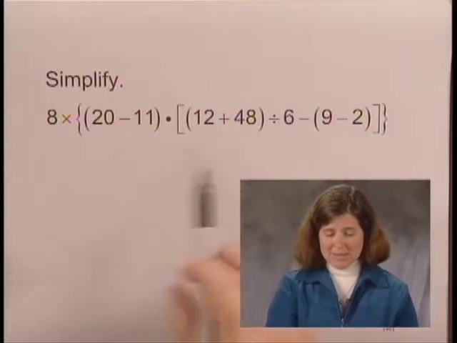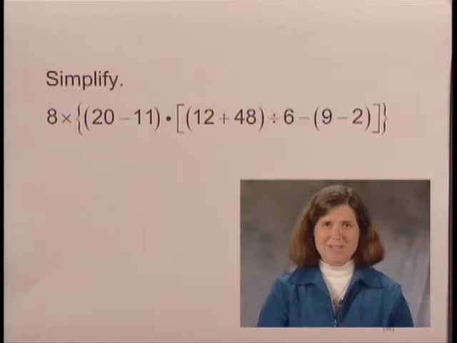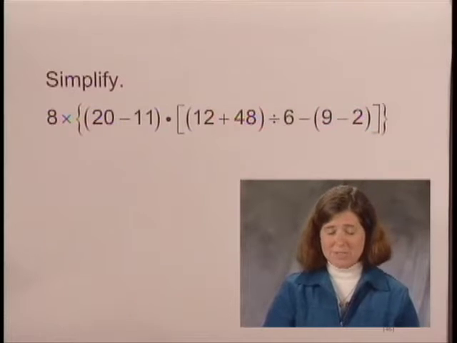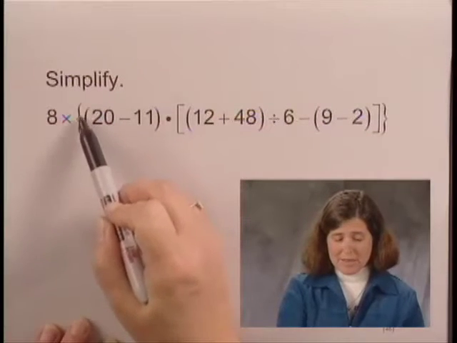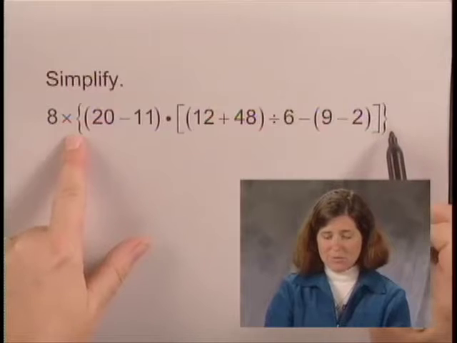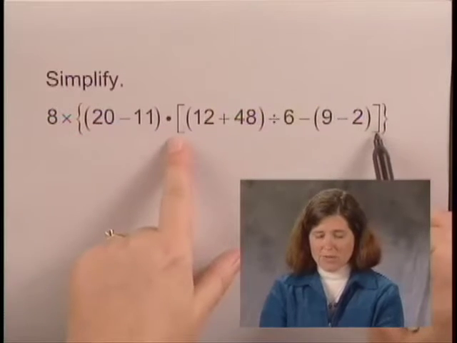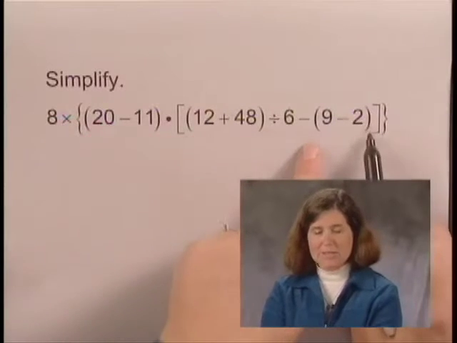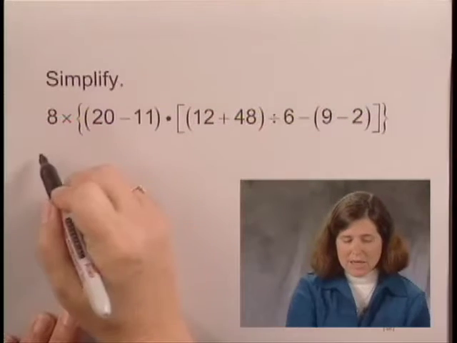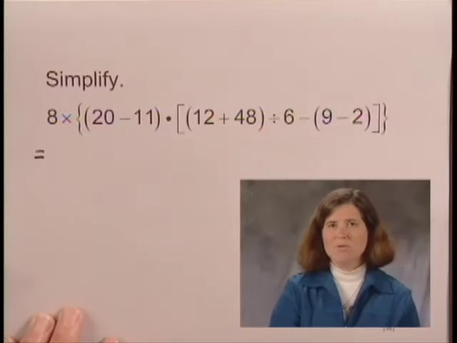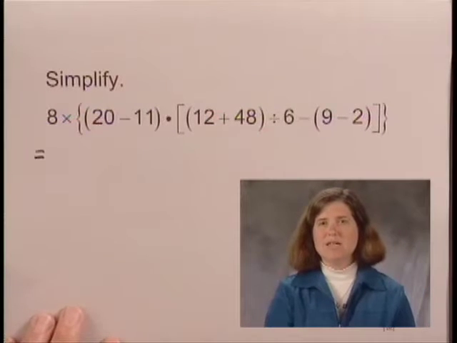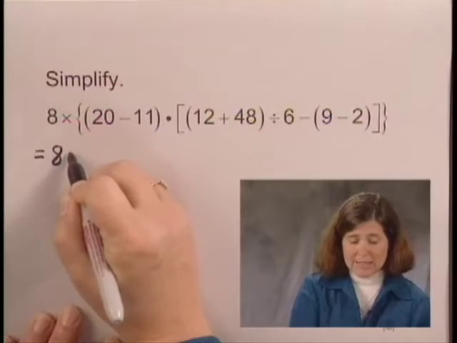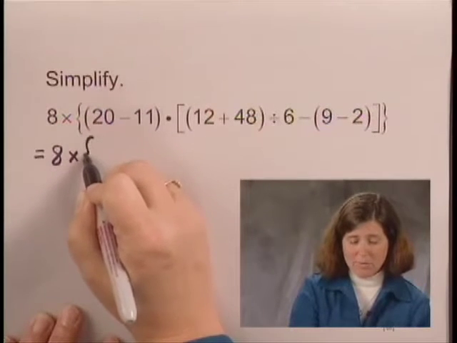Going through this expression, the first thing we need to do is evaluate expressions that are inside parentheses or inside grouping symbols. As you can see, these braces are outer grouping symbols, and these brackets are also outer grouping symbols. The inner grouping symbols are inside the parentheses. So we can actually work through some of the simplifications inside the parentheses on the first step. I'm going to write 8 times, and I will copy the brace.